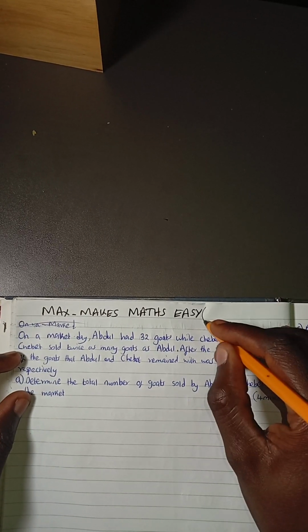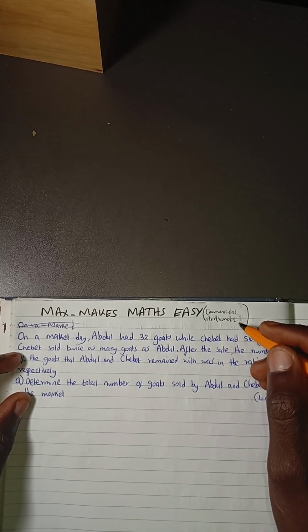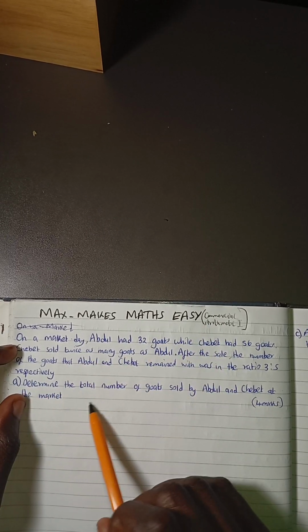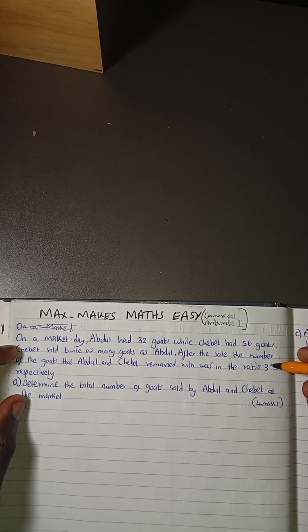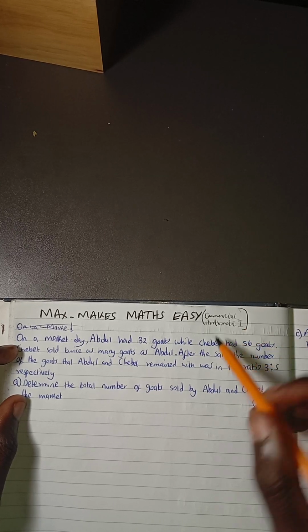Today we are going to do a question on commercial arithmetic. Commercial arithmetic 1. It entails rates of work, ratios, and proportions.